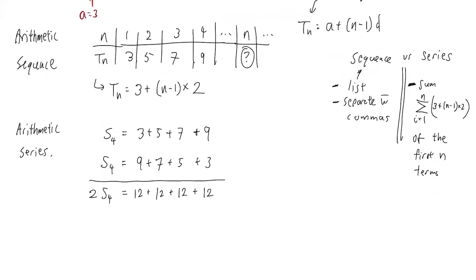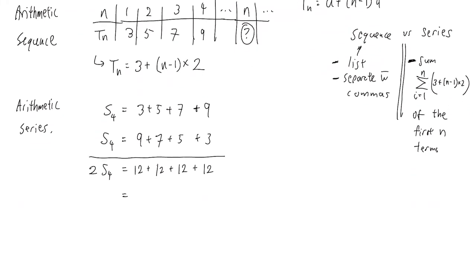It's going to happen. We'll have 12 appearing how many times? 4. So 12 times 4. A general trick here. Then how do you solve for S4 now? 12 times 4 divided by 2. If I rephrase it, it's 4 over 2 times 12. Correct or not?